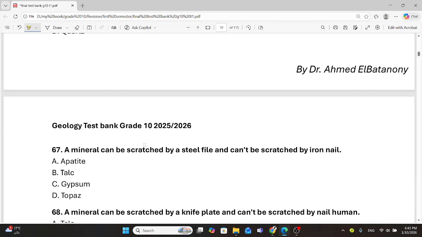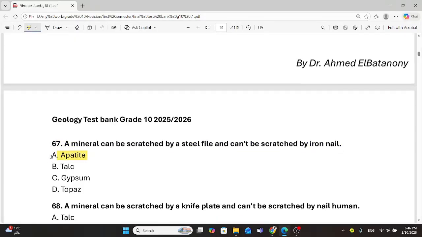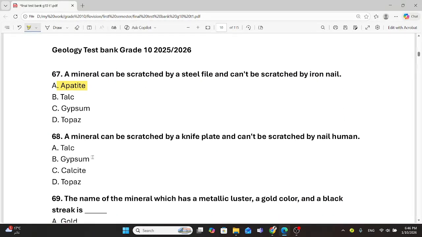A mineral can be scratched by a steel file ولكن ما يقدرش can't be scratched by iron nail لسه حلنا من شوية هتبقى الابتايت. Can be scratched by knife blade okay and can be scratched by nail of human هتبقى الجيبسوم.